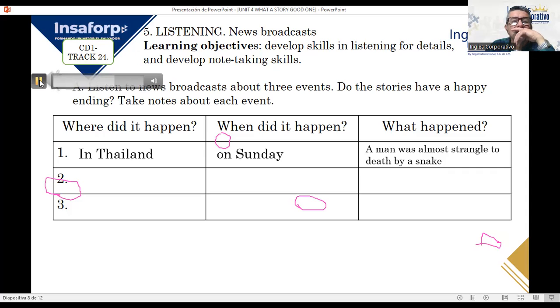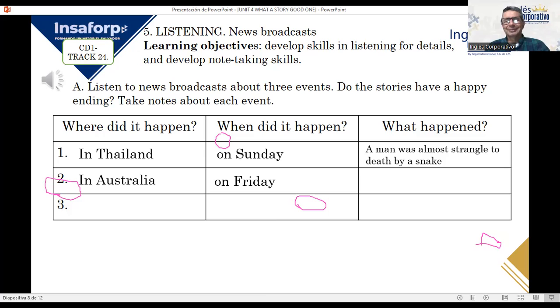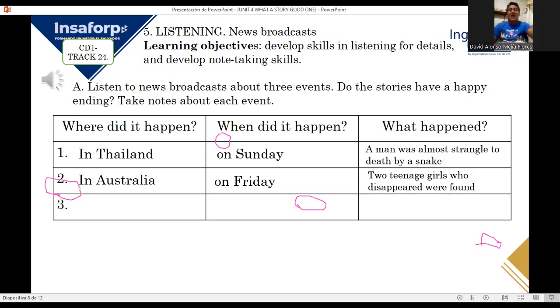Okay, where did it happen? Australia. Yeah, and when did it happen? On what date? Friday. Okay, on Friday. So what's happened? It's about a person who was found after falling asleep on the ship, I think. The teenage girls who disappeared were found. Okay. Yes, they disappeared because they fell asleep on the ship, and they didn't know what would happen. So good. Thank you very much. Okay, ladies, that's for you.